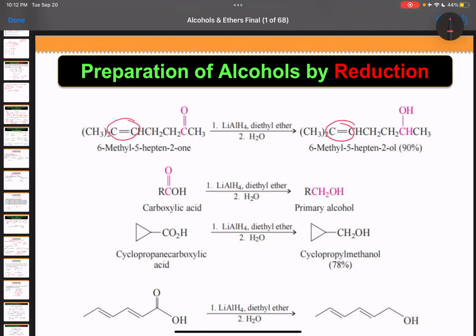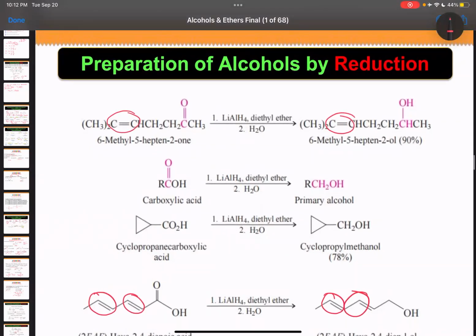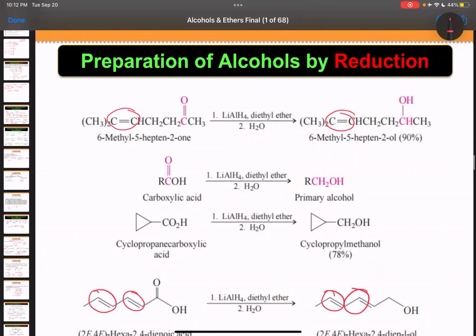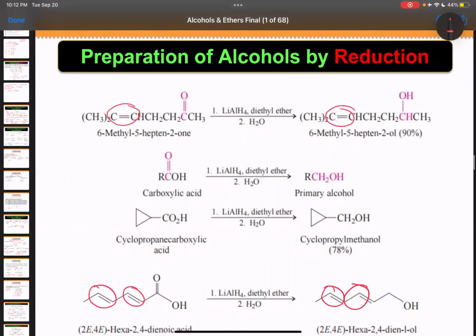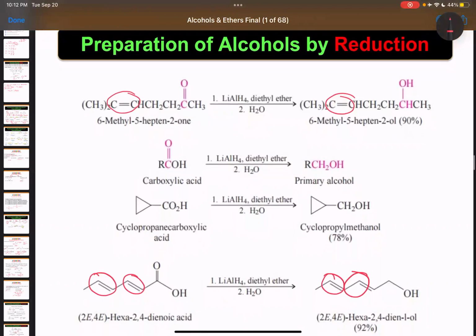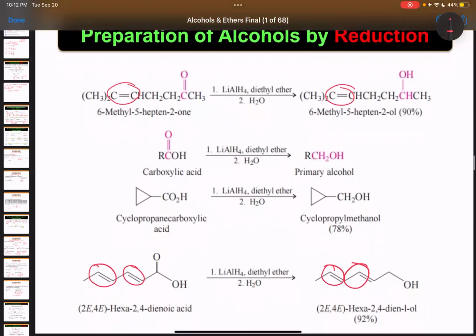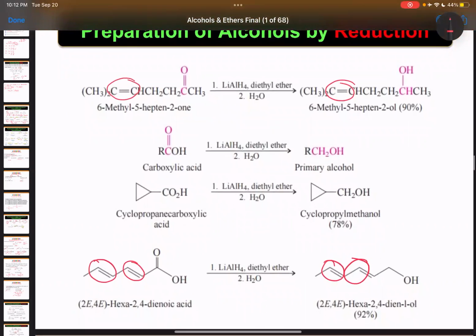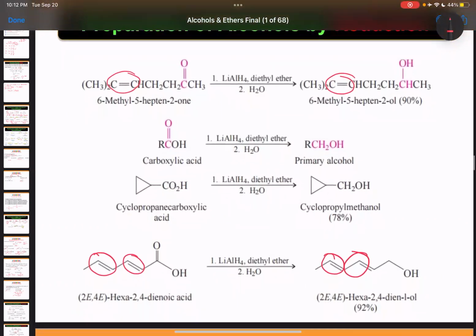You can see over here, they are intact. Alkenes and alkynes are not reduced, and NaBH4 can reduce only aldehydes and ketones. That you know. Is it clear? Yes, sir. While LiAlH4 is a strong reducing agent, it can reduce all the aldehydes, ketones, and all carboxylic acid derivatives also can be reduced by it.